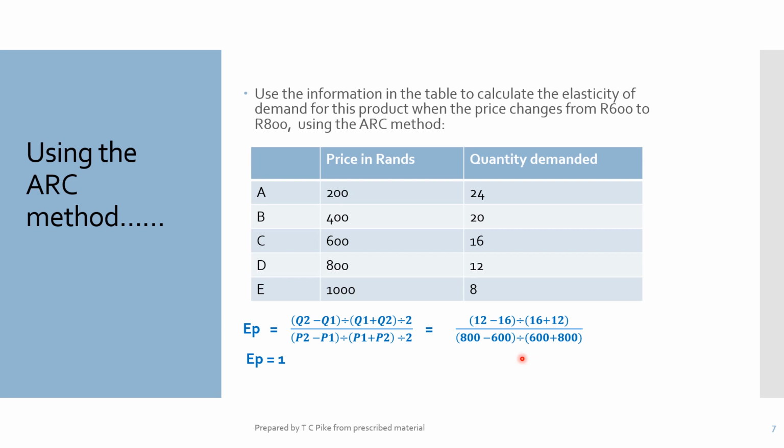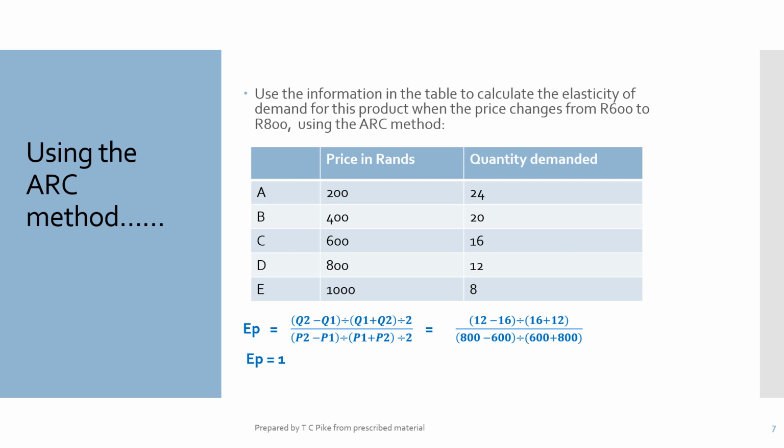Once you've done your calculation correctly, you should get 1. You will get a negative 1 if you've done your calculations correctly. But remember, we're allowed to ignore the negative. That is exactly why I've left the negative out of this solution for you, to remind you that we're allowed to ignore it. This means that this product is unit elasticity.